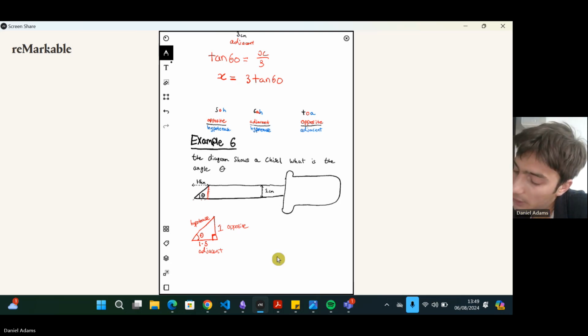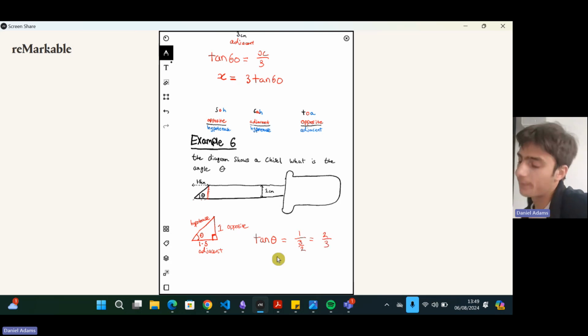And now which one of our 3 formulas doesn't include the hypotenuse? Well, it is the one that just includes the opposite and adjacent. That's TOA: opposite over adjacent. So we know that tan of theta is equal to the opposite, which is 1, over the adjacent, which is 1.5. I'm going to write this as 1 over 3 over 2, because 3 over 2 is 1.5, and simplify that to be 2 over 3.